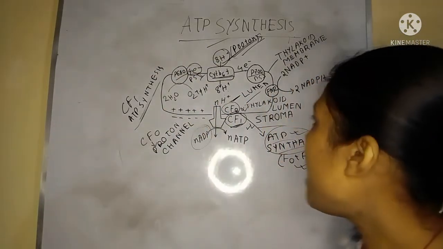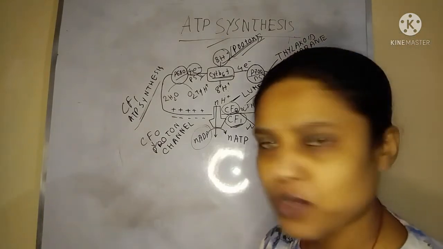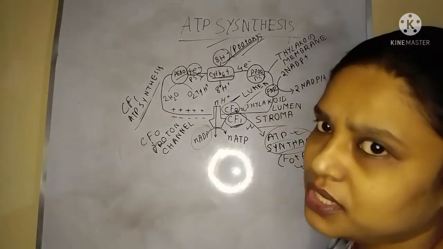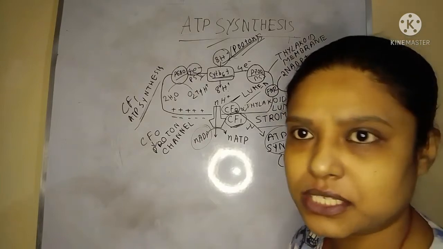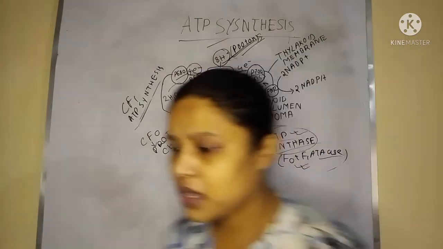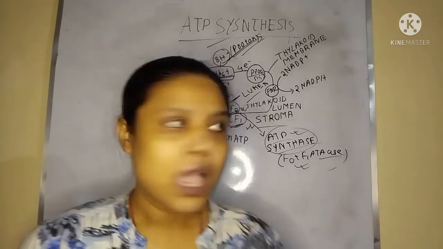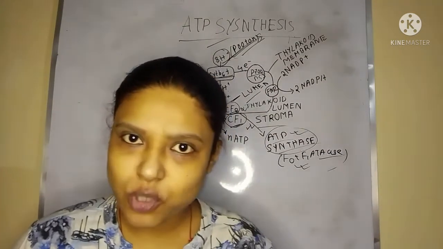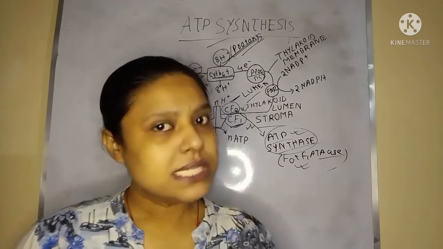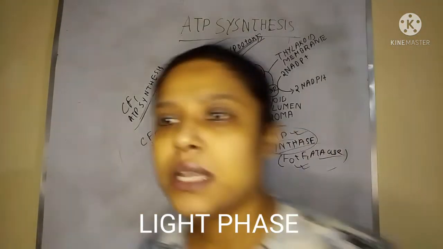Clear? So I think you can understand how ATP synthesis is possible in this light reaction. Today in this topic we learned how oxygen is produced, how electron transport is possible, and how ATP synthesis occurs. Clear? Okay. Thank you.